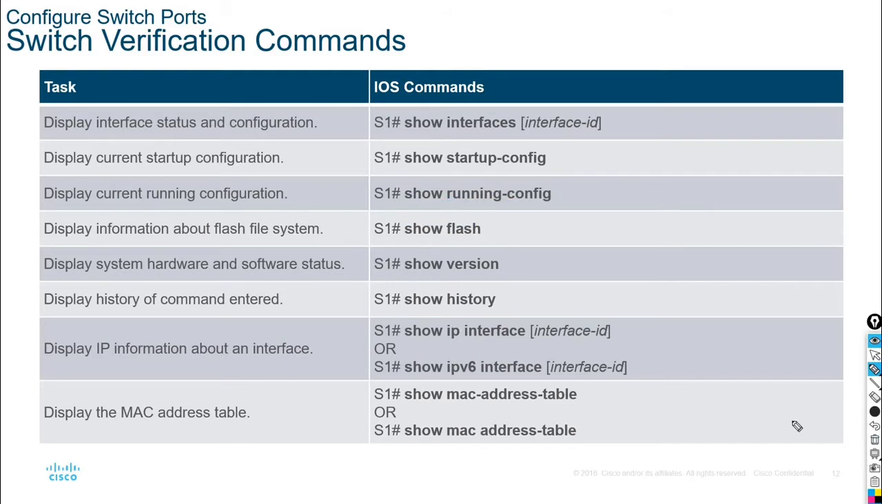To display information about the file system, we use show flash, the flash file system. To display system hardware and software status, we use show version. To display the history of commands entered, the show history command is used. To display IP information about an interface, show ip interface ID, or for IPv6 we can use show ipv6 interface ID.